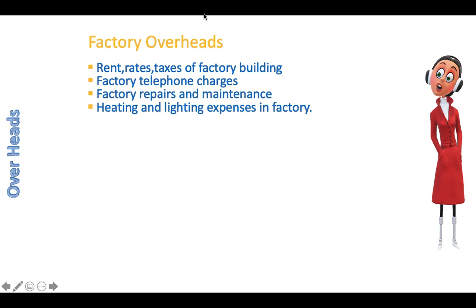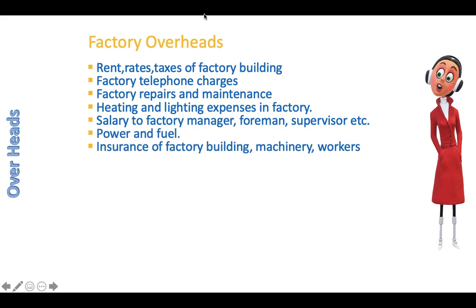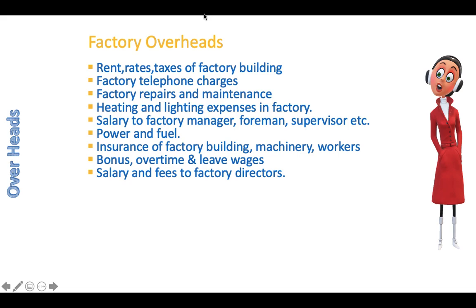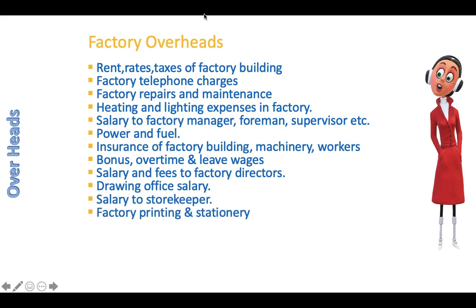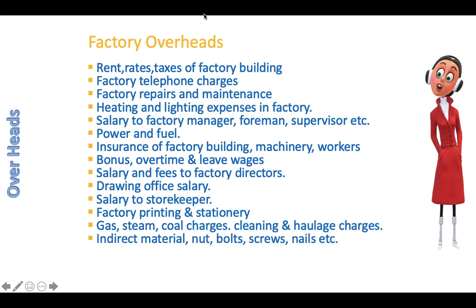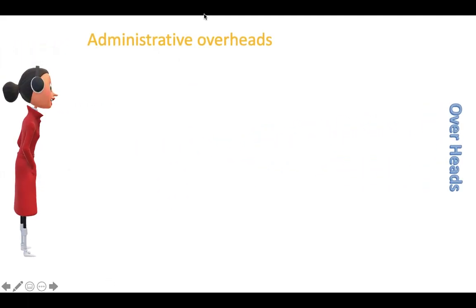Then factory telephone charges, factory repairs and maintenance, heating and lighting expenses in the factory. The same for salary of the factory manager, foreman, supervisor, etc. Power and fuel, insurance of factory building, machinery, and workers. Then bonus, overtime and leave wages, salary and fees to factory directors, drawing office salary, salary to storekeeper, factory printing and stationery, gas, steam, coal charges, cleaning and haulage charges, indirect material like nuts, bolts, screws, nails, etc. These are the various items or heads we can see while doing a particular problem. These can be maximum related to a particular factory, and that's why these overheads are given under factory overheads or production overheads, or we can even call them manufacturing overheads or works overheads.